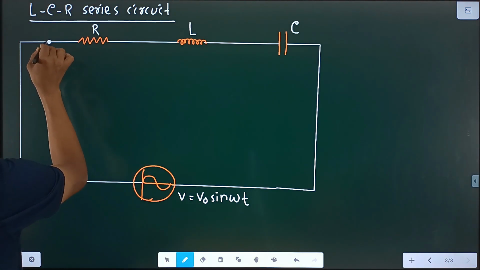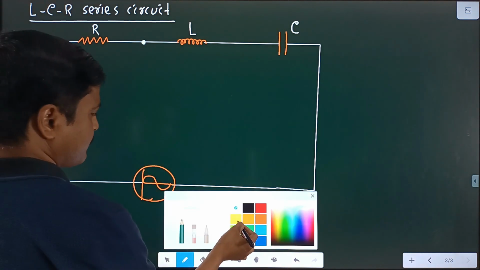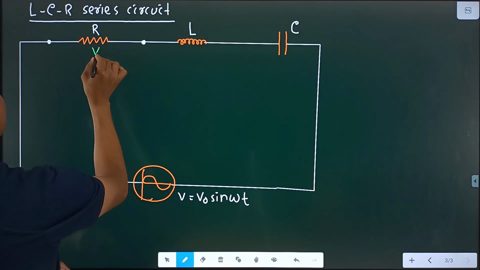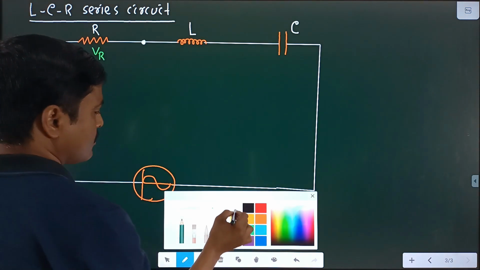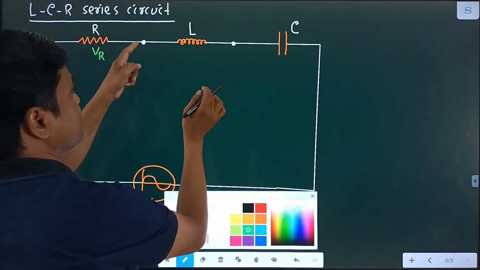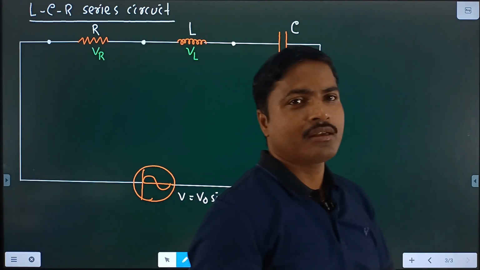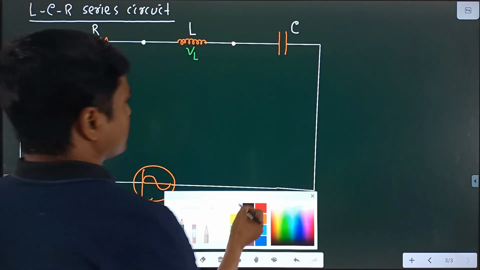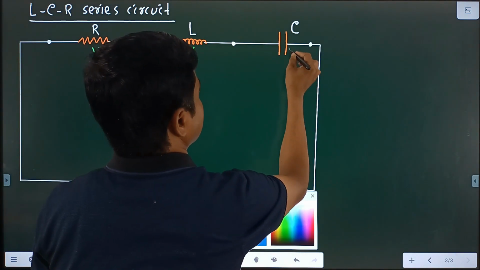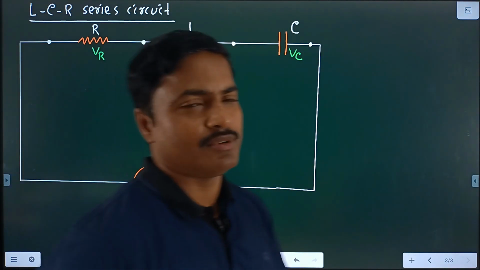And suppose we take 2 points, that means the resistor is connected between these 2 points, so the potential difference between this point and this point, we write that is VR. Similarly, the inductor is connected between these 2 points, so the potential difference between this point and this point is VL, because here an inductor is connected. Similarly, for capacitor, here also we take 2 points, and the potential difference between this point and this point, we write that is VC. And here the net potential difference or applied voltage, that is V.